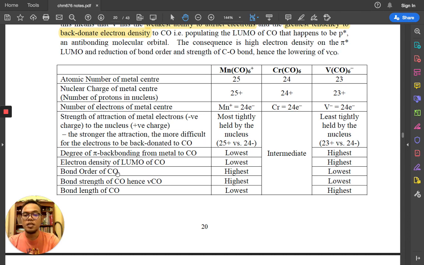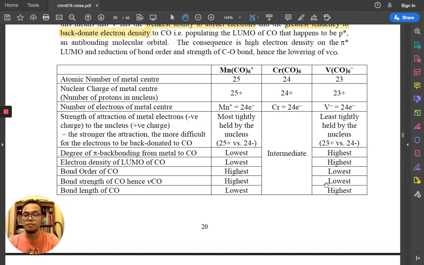Next, electron density of the LUMO. Definitely, this is understandable, because if the degree of pi back bonding is lower, there will be fewer electrons in your LUMO. If the degree of pi back bonding is higher, you will have more electrons in your LUMO. What happened to bond order? When there are fewer electrons in the carbonyl, the bond order will be higher. When there are more electrons in your LUMO, there will be lower bond order. So bond order is directly proportional to your bond strength. So the bond strength of carbonyl, hence the frequency of your carbonyl, will be higher, but it will be lower for your vanadium.